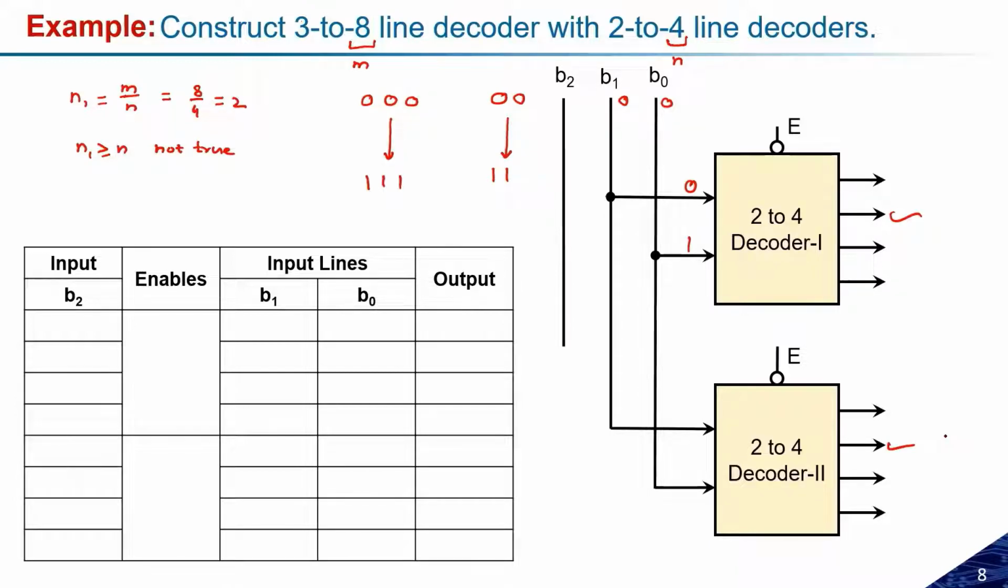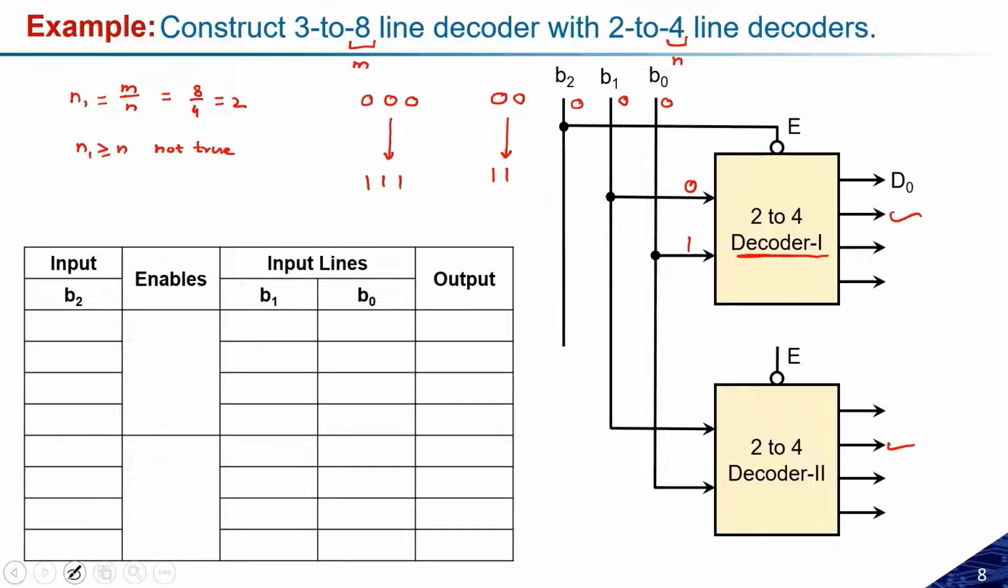But what is our requirement? Our requirement is to select only one output, not 2 outputs, because I am getting 2 outputs from both the decoders, one output from each decoder. To overcome that problem, B2 can be utilized. How can B2 be utilized? If I connect B2 directly to the first decoder, then if B2 is equal to 0, the first decoder will be selected, and if B2 is equal to 1, then the second decoder will be selected.